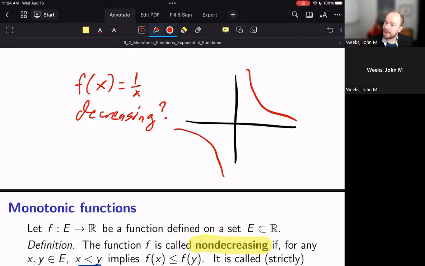But looking on the domain of f of x equals 1 over x, I notice that there are actually 2 points that I can find where, as I increase this x value, the y values are actually going up. So indeed, this is not a decreasing function. So even though it has a negative derivative everywhere, which is one of the ways that we've sometimes been tempted to classify decreasing in the past, this is not a decreasing function whenever we're trying to discuss this.